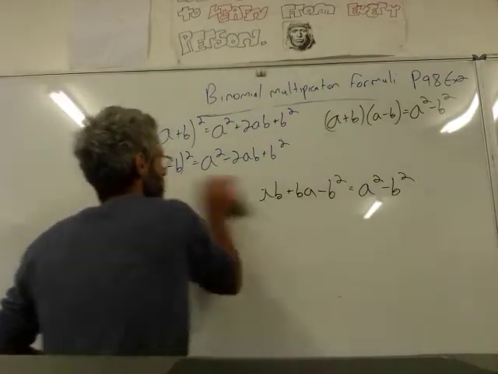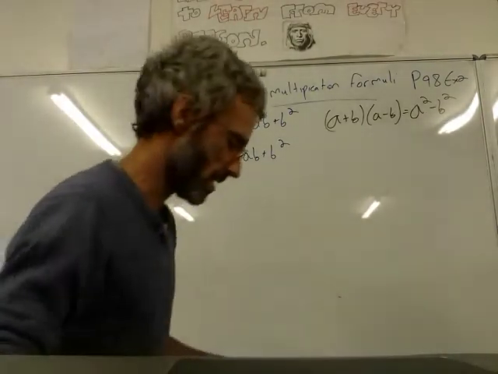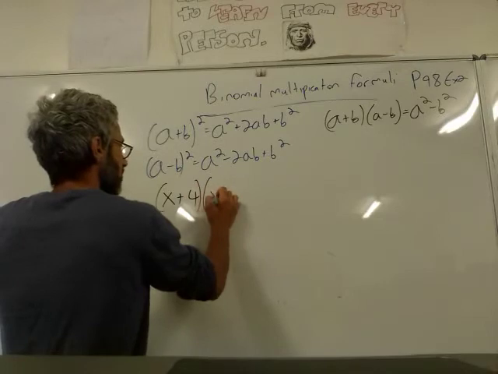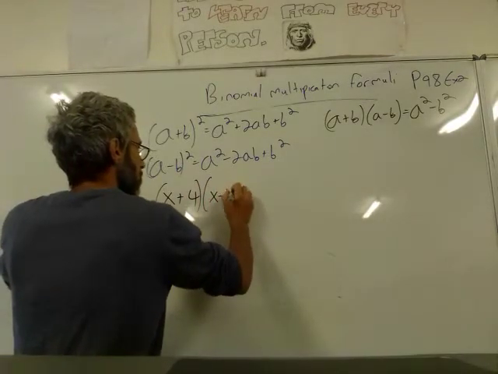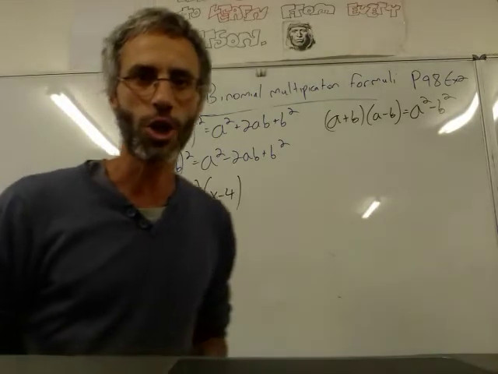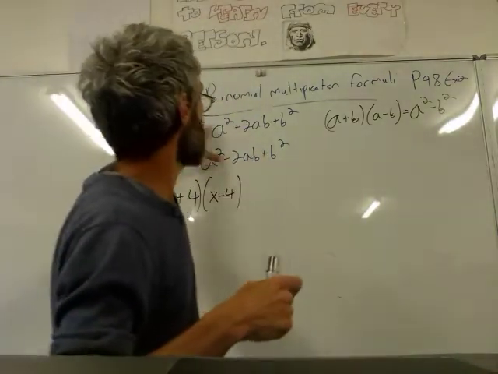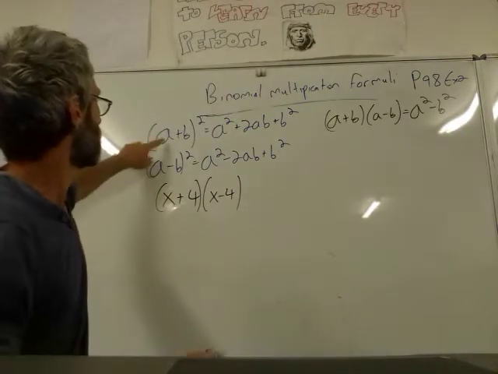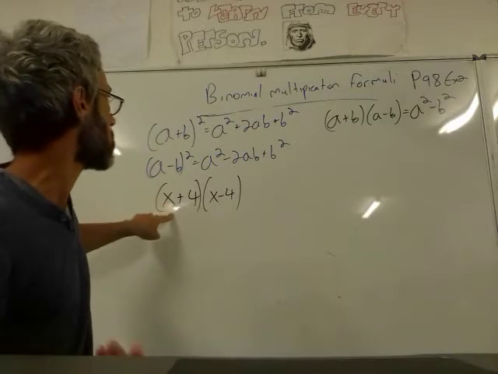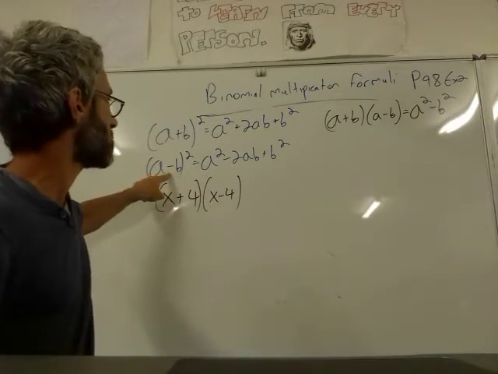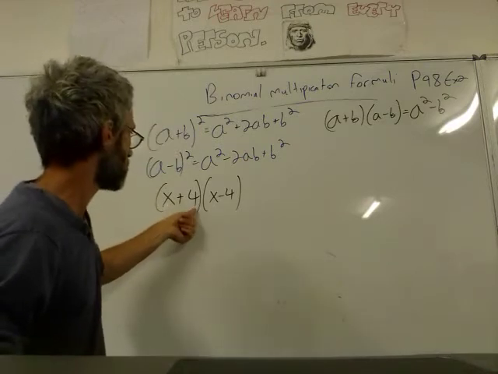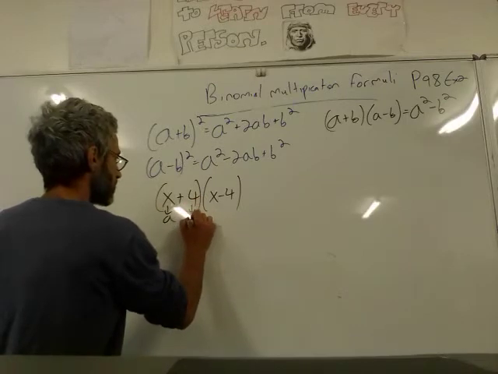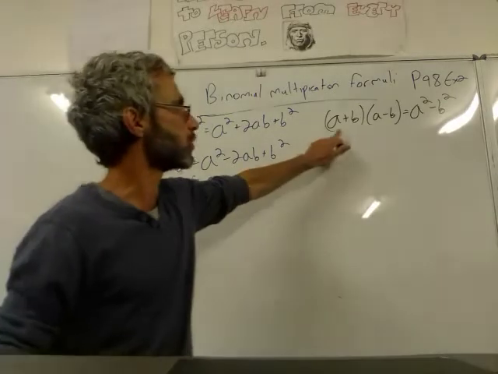I'll rub this bit. Okay, so I'm going to have, let's say, x plus 4 times x minus 4. What you're going to have to do when you've got questions in the test is use one of these formulas depending on what the problem is. So you look at this one, you say, does it fit that? Do I have the square of a plus b? No. Do I have the square of a minus b? No. What I've got here is a plus b, a minus b. This is your a, and this is your b. So let's use that formula.